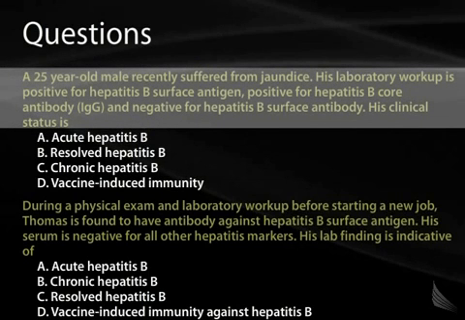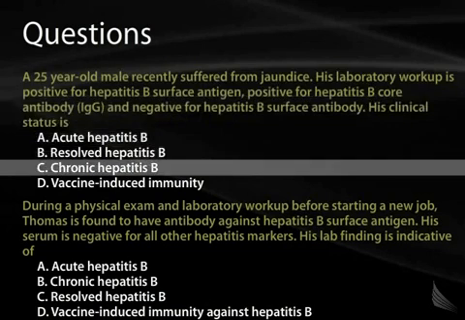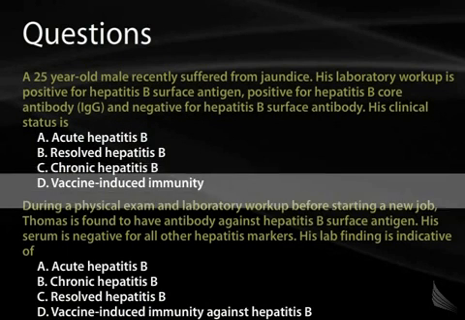A 25-year-old male recently suffered from jaundice. He's got a lab workup that's positive for hepatitis B surface antigen, positive for hepatitis B core antibody, and negative for hepatitis B surface antibody. His clinical status is like we talked about with the second figure. You've got antigen for surface, antibody against core, and no antibody against surface. So you have chronic hepatitis B, which is choice C.